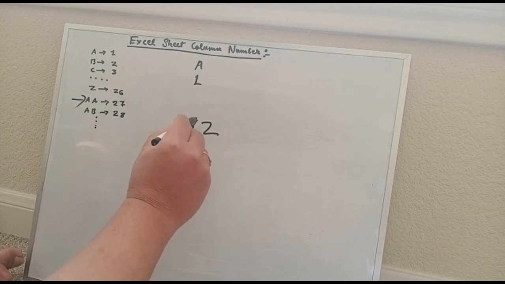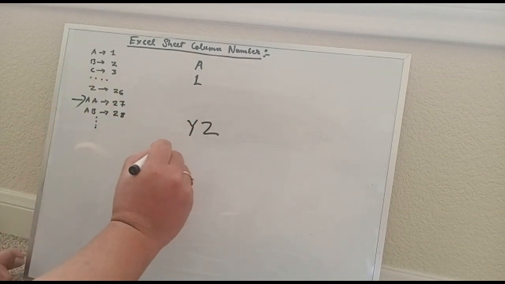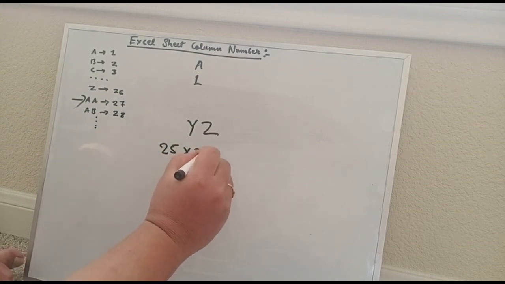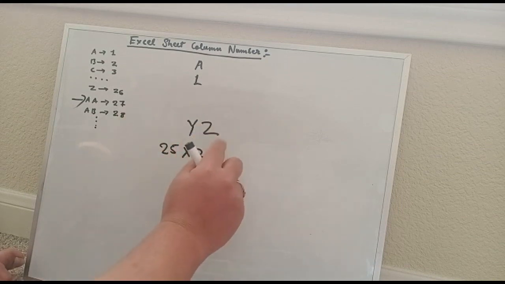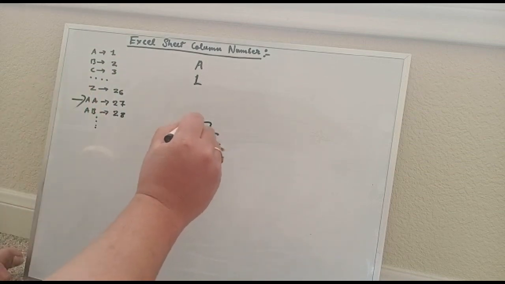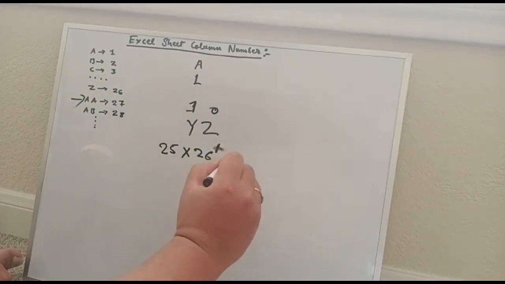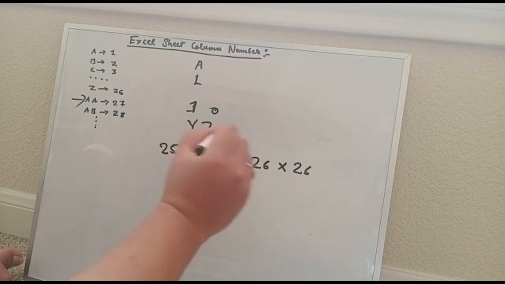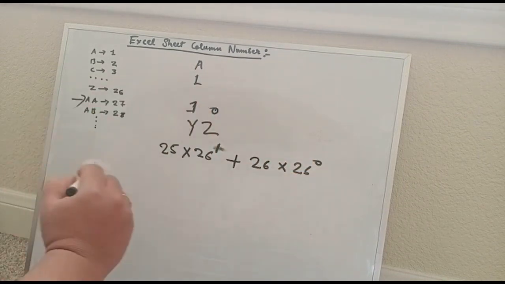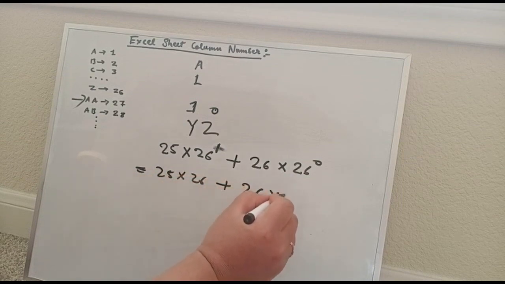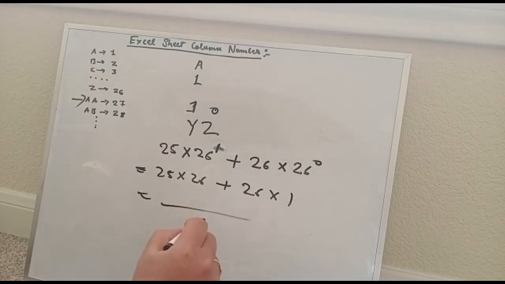So what is Y? Y means 25. 25 into 26, where 26 is the number of characters in A to Z. And Z is 26, so 26 into 1, since it is a value 0 and a value 1. So it is 25 into 26 plus 26 into 1. So it will be some answer. In this way we can solve this problem.